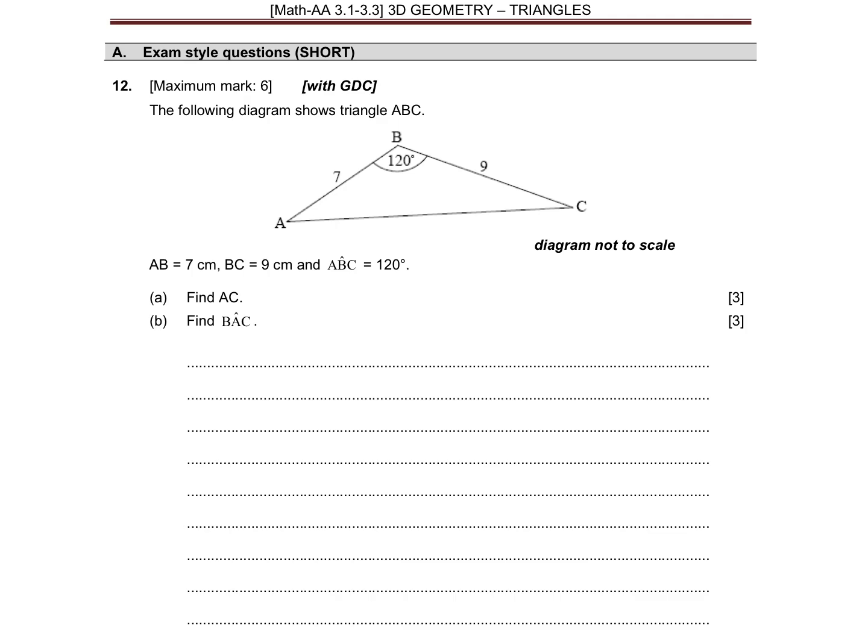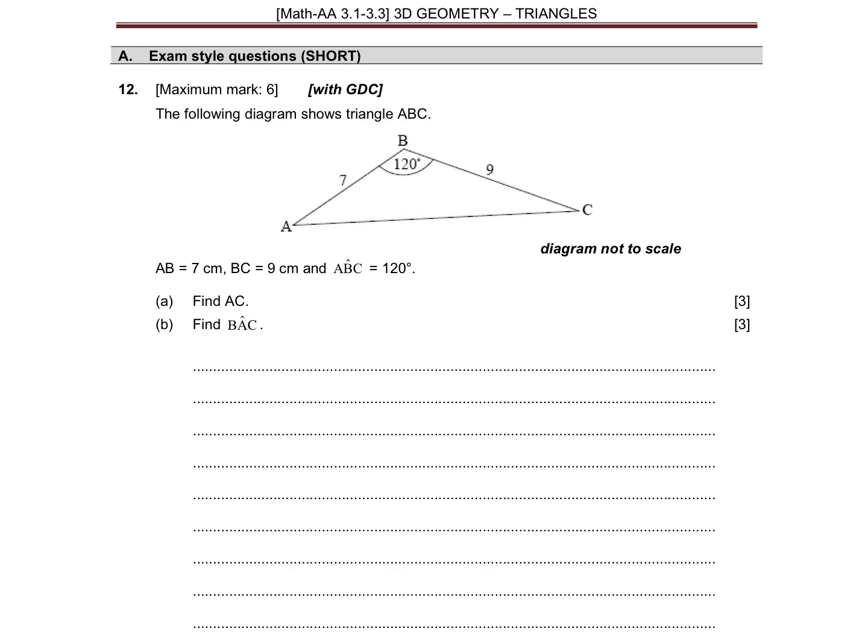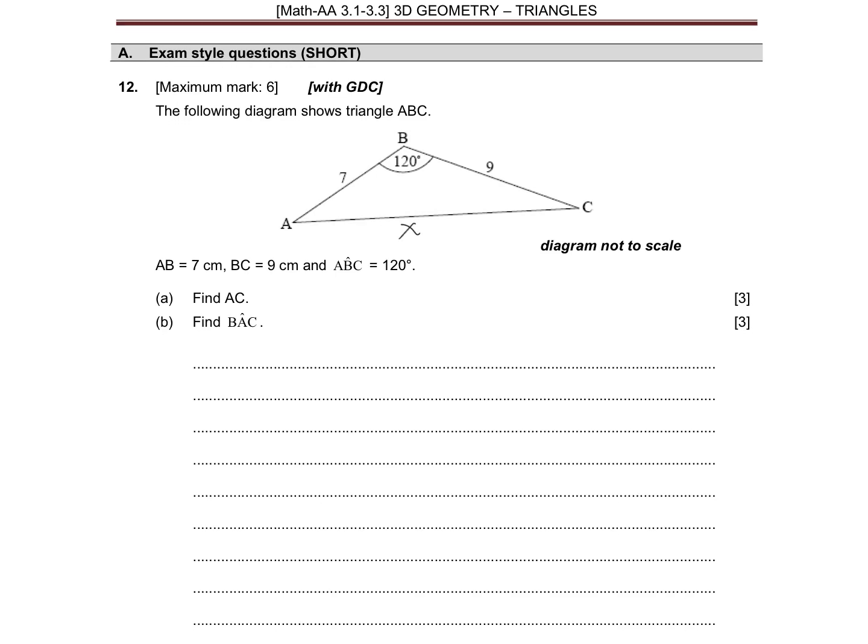Right, number 12. The following diagram shows triangle ABC. It's got all the information on it. Find AC. So we have cosine rule because we don't have an angle on the side across from it. So we're going to have x squared, because this is C and this is angle C. Remember, A and B are interchangeable.